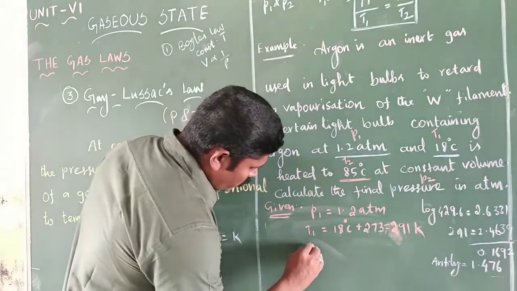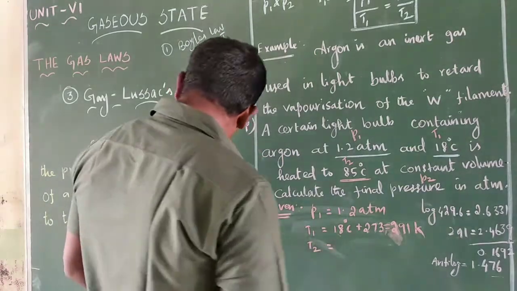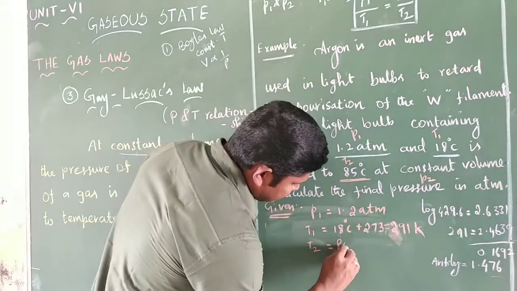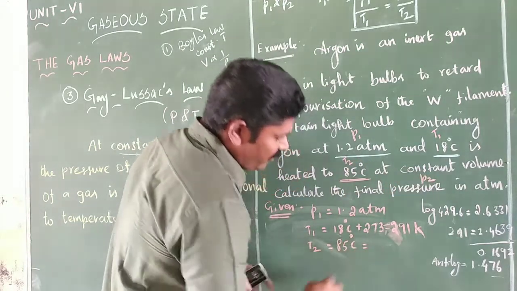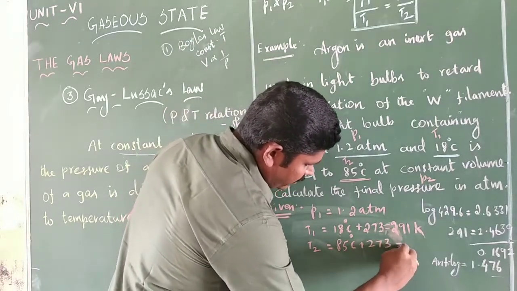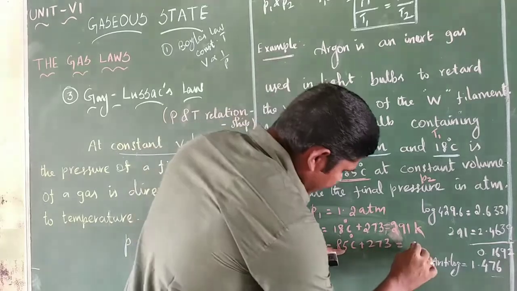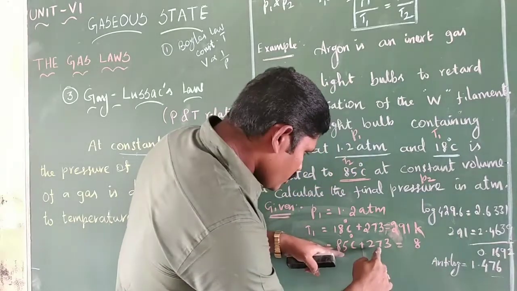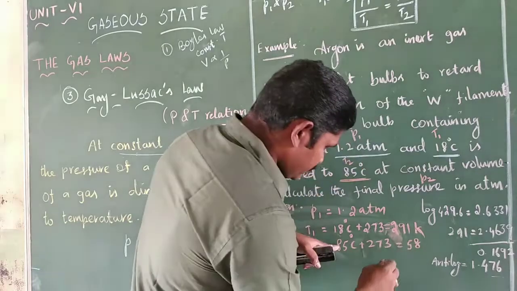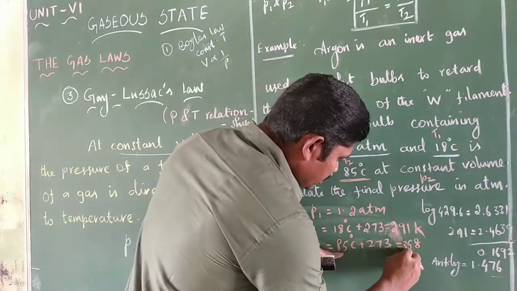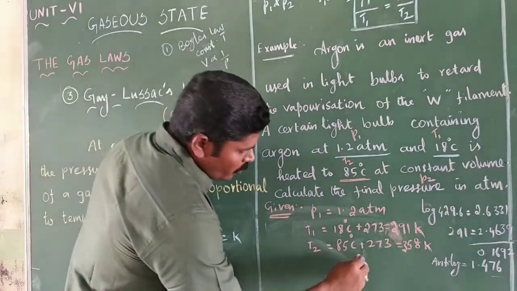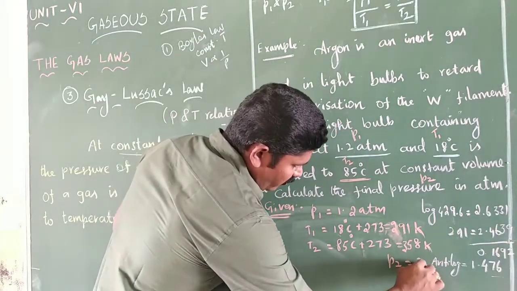T2 is equal to 85 degrees Celsius plus 273. 5 plus 3 is 8, 8 plus 7 is 15, remaining 1. So 358 Kelvin. Okay, so P2 is equal to what?